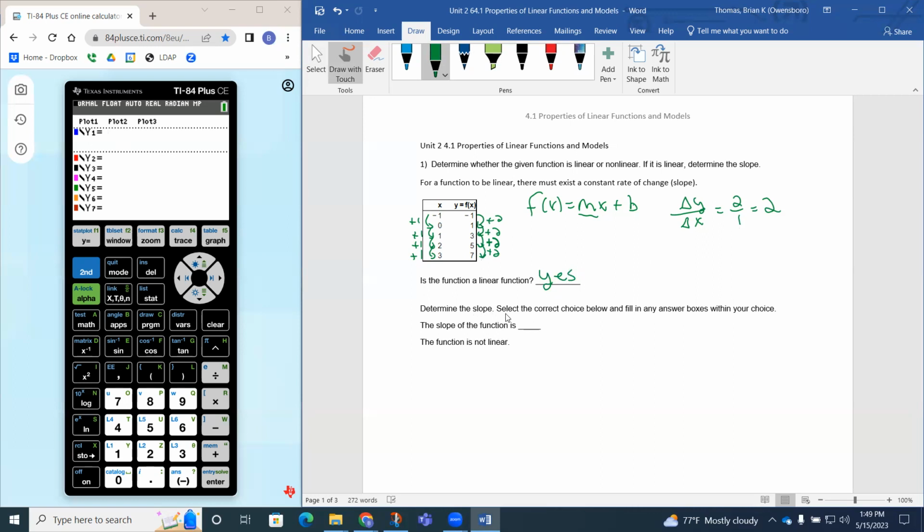Since it is linear, determine the slope. The slope of this function in simplified form would be 2. So it is linear, therefore it does have a slope.